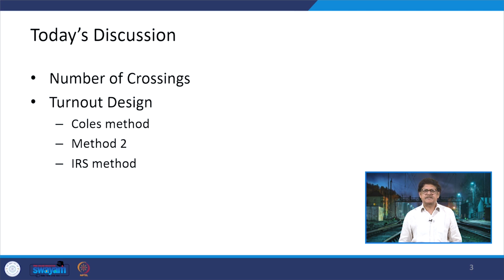In today's lecture, we will discuss one terminology which is used with the crossings, that is the number of crossings. Then we will move into the design of the turnouts. There are three methods: the Coles method, one alternate method available to design the turnout, and the last one is the Indian Railways Standards method, the IRS method. We will go through all of these three methods one by one.